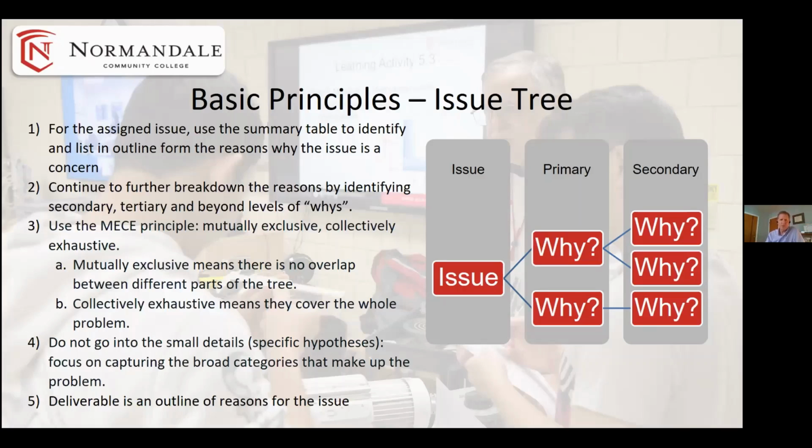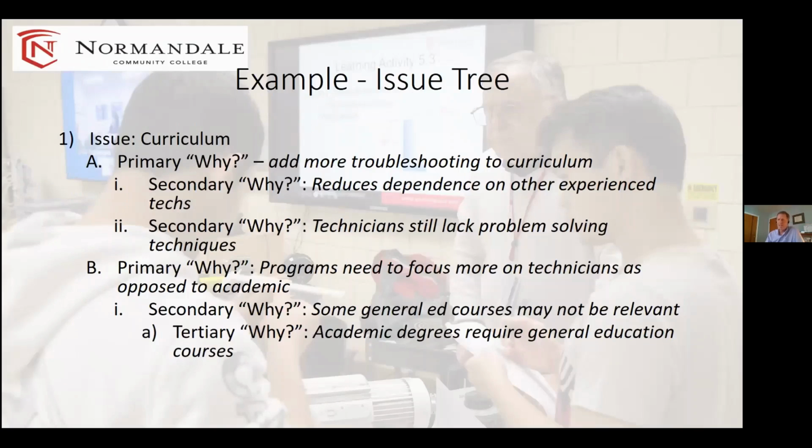Next slide, please, Nancy. A quick example of what we're talking about. If your main issue is curriculum, one of the primary whys that we know came out of the gap analysis was that we'd like to see more troubleshooting added to the curriculum. So, well, then we would say, well, then why is that? Well, one reason is the better the technicians are at troubleshooting, the less dependence they have on other workers. And you don't have to put two and three people on a problem. You can have one worker working to solve that problem.